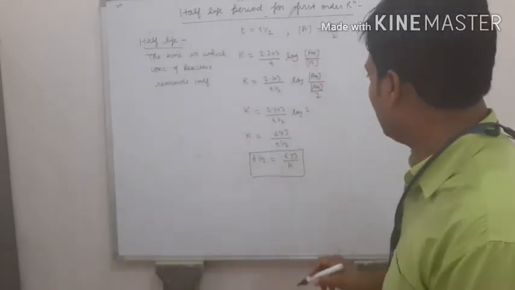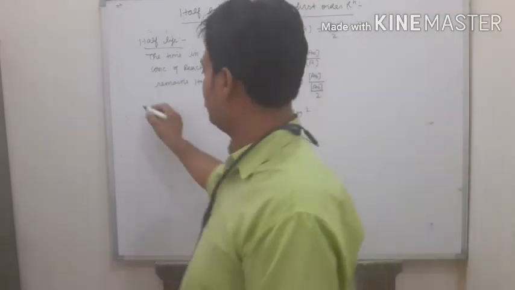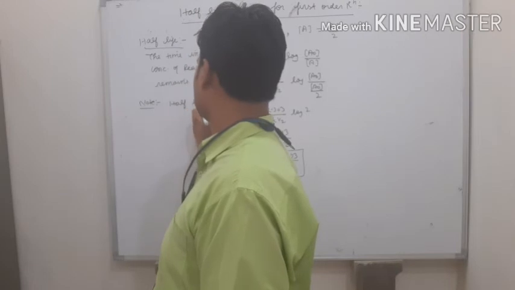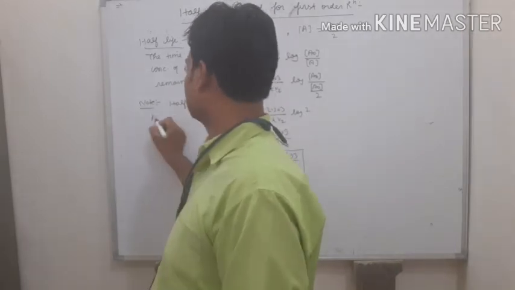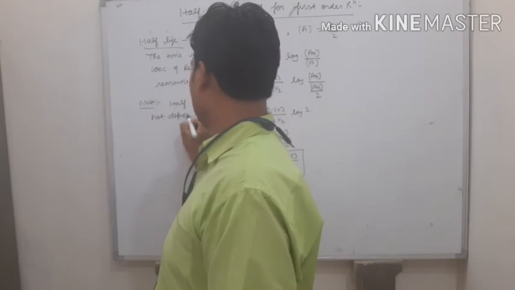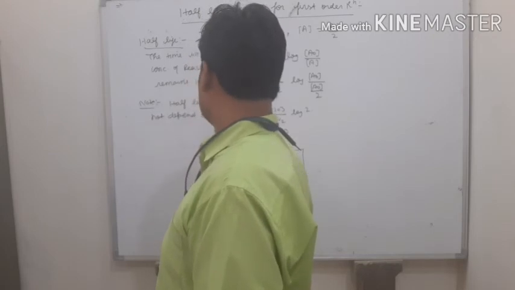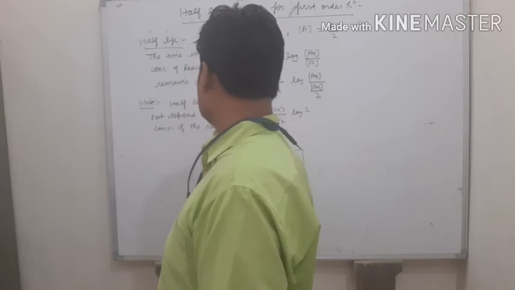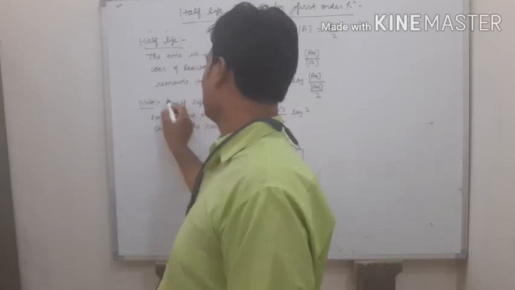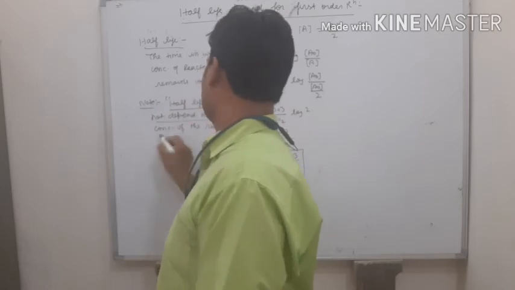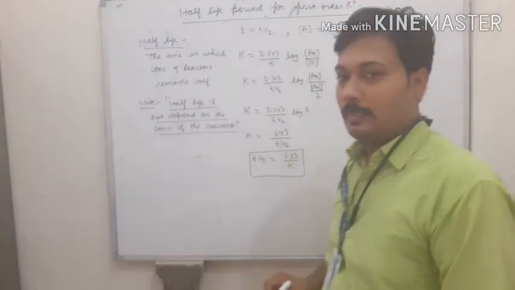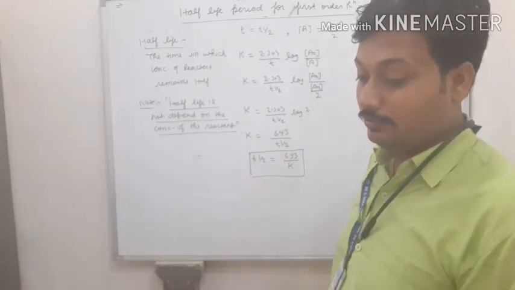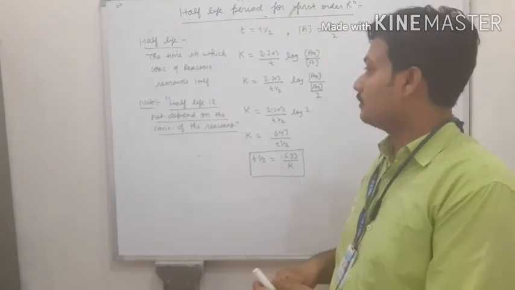This is called the half time. Here one thing should be noted: half-life does not depend on the concentration of the reactant. Half-life does not depend on the concentration of reactant. For any first order reaction, the half-life does not depend on the concentration of reactant. So this is complete about the first order reaction.